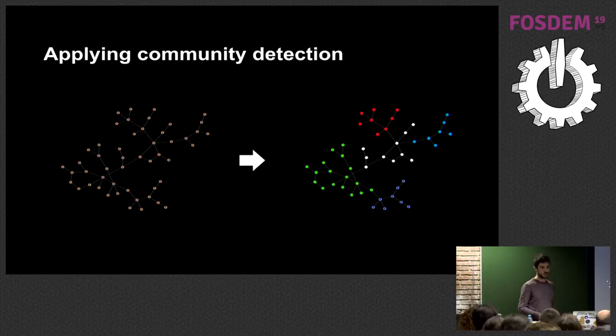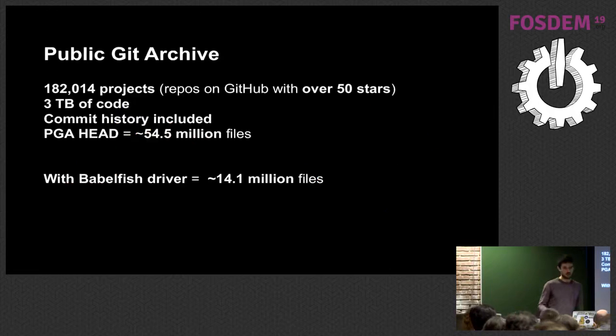So that was it for the Gemini algorithm. Now I'm going to talk a bit about the results I got while applying it. I used Public Git Archive, which is the largest data set of source code in the world. It's maintained by source{d} and is created from all the repos on GitHub which have over 50 stars. It has the neat property, which we didn't use in my case, that it includes all of the commit history. But as I said, I only took the head, which still amounts to 54.5 million files.